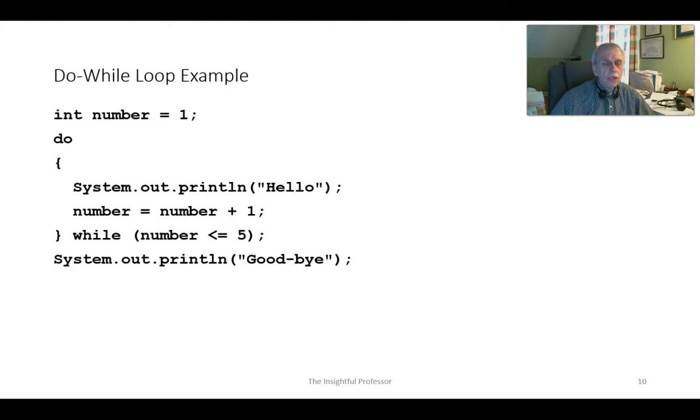But notice the test is coded at the bottom. Number, again, being tested for less than or equal to 5. As long as this is true, we'll go back up and re-enter the body. And then finally, when it is no longer true, we'll exit the body and print out the goodbye. Let's take a look at this in action.